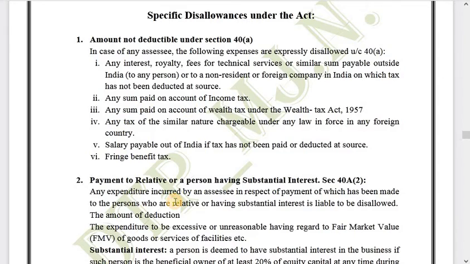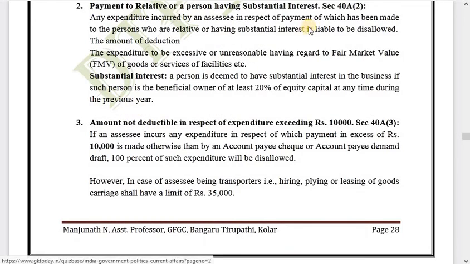Like this, we have another case, payment to relative or a person having substantial interest. This is section 40A(2)(a). Any expenditure incurred by an assessee in respect of payment which has been made to a person who is a relative or having substantial interest is liable to be disallowed. The amount of deduction is limited where the expenditure is excessive or unreasonable having regard to fair market value, that is FMV, of goods or services or facility, etc.